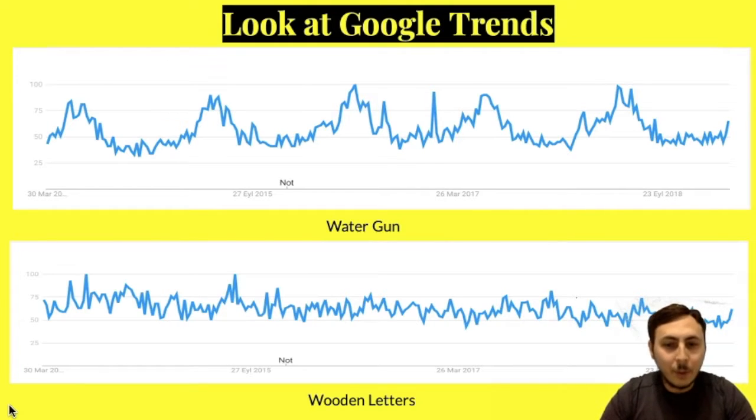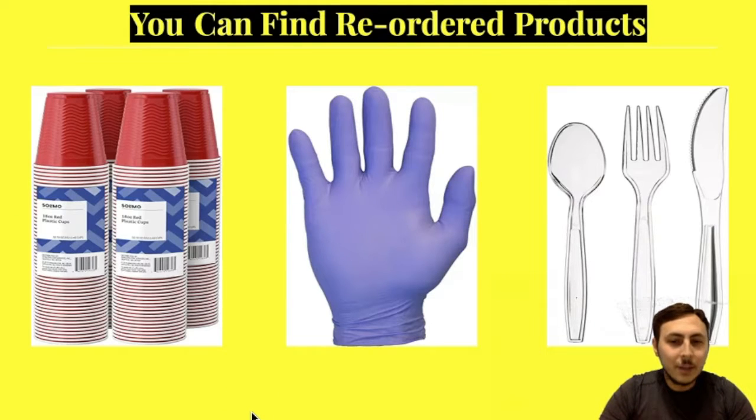Also, stay away from the products that trend is declining. Try to find products that trend is increasing. Okay, also I suggest you to find reordered products. Disposable cups, disposable gloves are a good example of reordered products. Customers order this type of products again after using.